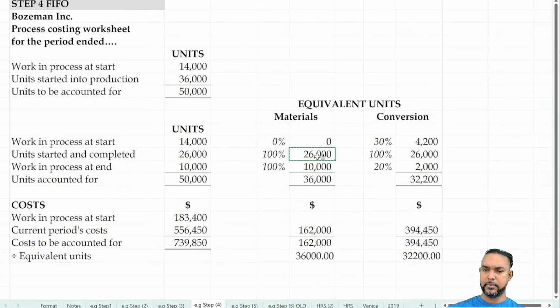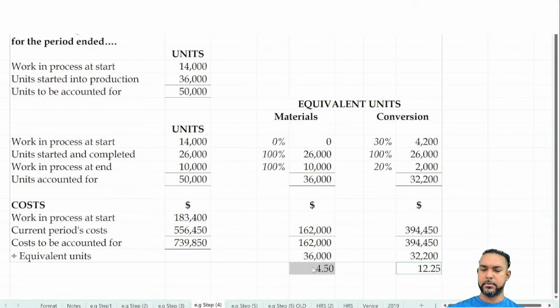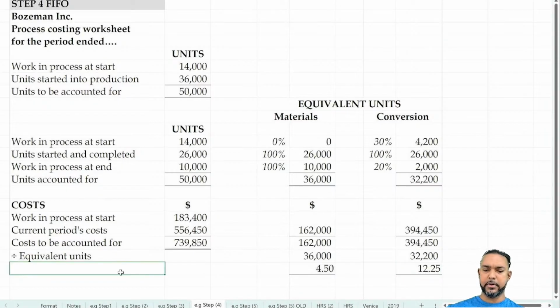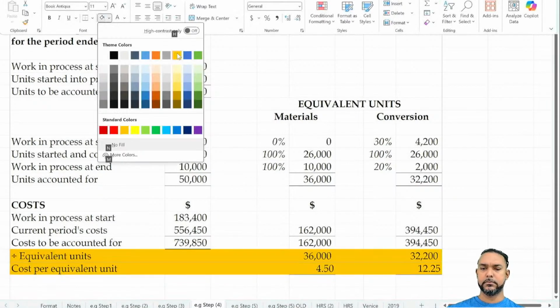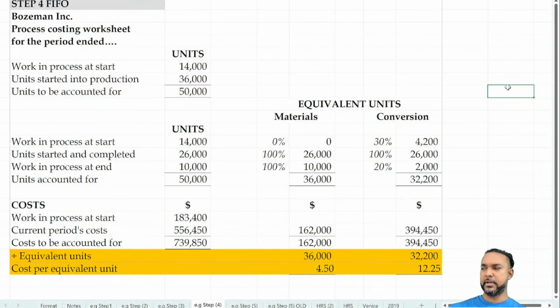Here, right. And all we do now is we divide. So we're gonna take that, divide by that, and call it George. So those there are the costs per equivalent unit. So I'll highlight that, so those stand out.